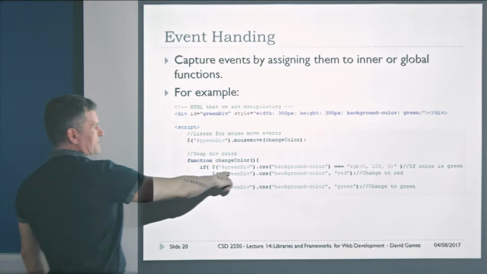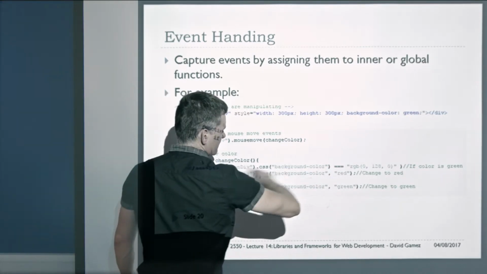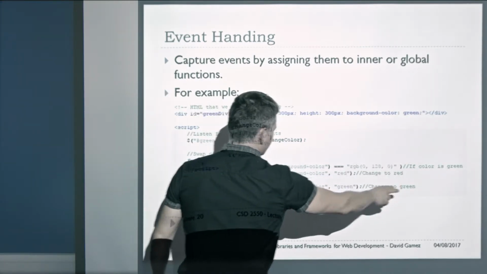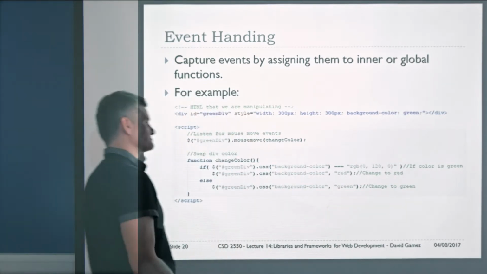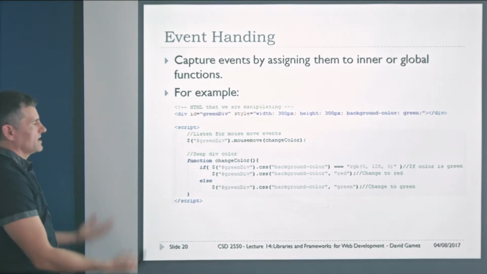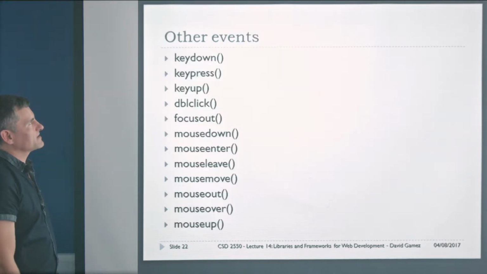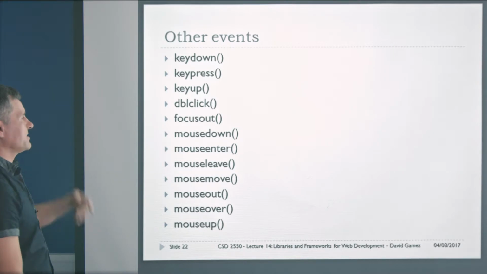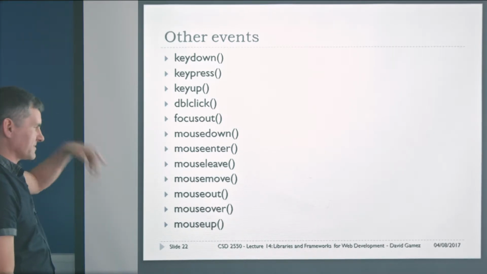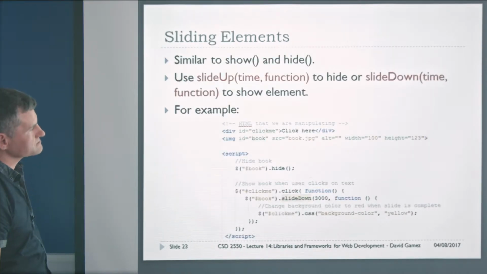And all it does is it finds the background color property. If it's equal to green, it changes it to red. Otherwise, it changes it to green. So a very simple little example of event handling. I've given you a demo already. And there's obviously a bunch of different events that jQuery handles in exactly the same way.